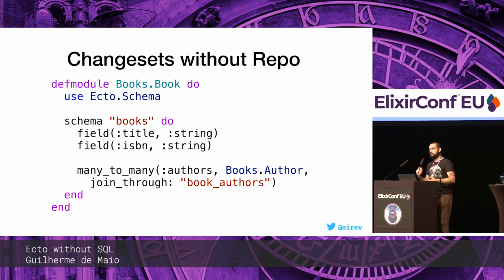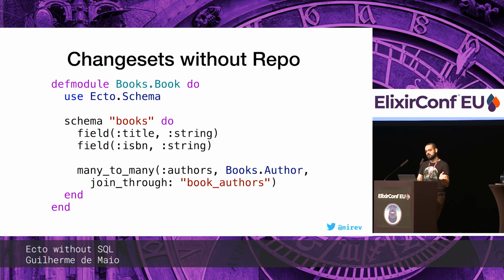So if you look back at that book example that's defining the schema, the schema "books" is telling us what is the table where that schema is stored. And the many-to-many relation, with the join_through option with book authors, is telling us the table that is used to do the join. So there is a lot of database stuff that is coupled with that.